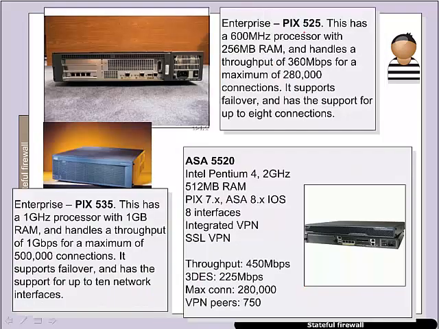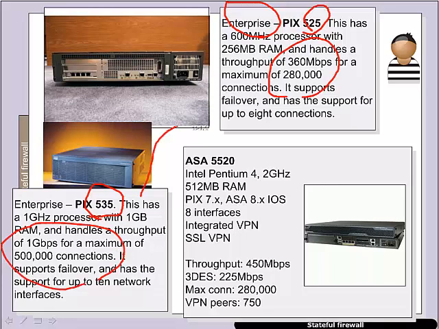Then we have the PIX 525, which goes up to 280,000 connections and is used on an enterprise type network, and then on to the PIX 535, which has a 1 GHz processor, 1 GB of RAM, and can support up to 500,000 connections. Cisco are now phasing these PIX devices out towards the new range of devices, which is the ASA. The ASA 5520, for example, has integrated VPN, SSL VPN, 8 interfaces, supports PIX 7 and PIX 8 iOS.